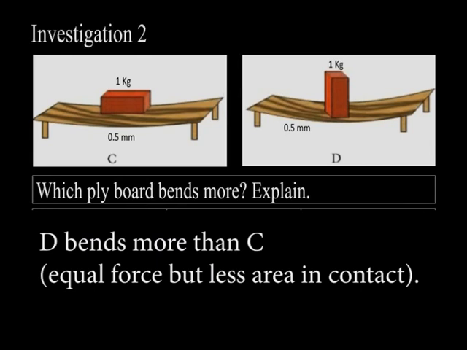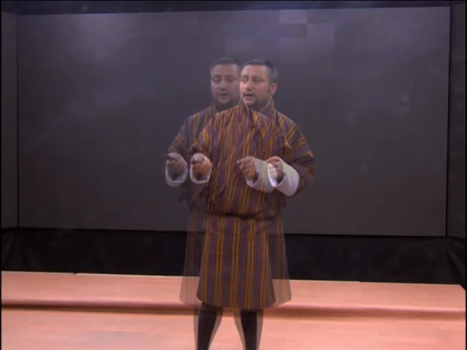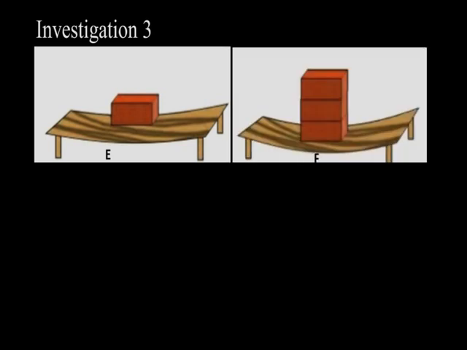We will further look at another investigation. Please remember this investigation, and later on you need to find out what is the relationship between force, pressure and area. Okay, let us look at the third investigation. You can see the same 1 kg brick is placed on the 0.5 mm plywood, and what would happen if I placed more bricks? In figure E we have placed 1 brick, and in figure F we have placed 3 bricks. Which one bends more?